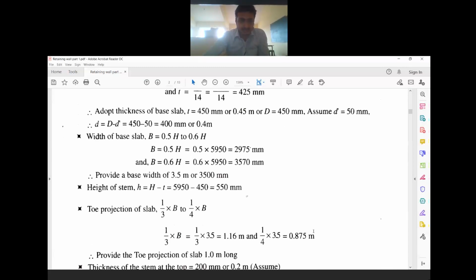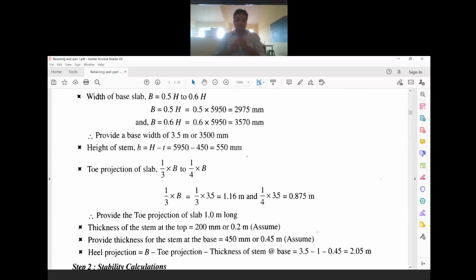So next, since we have overall width of the base slab, some portion of this base slab will be acting as a toe slab, and some portion of the base slab will be acting as heel slab. So to know that, we should be knowing the dimensions of the stem as well. So we shall calculate like this.